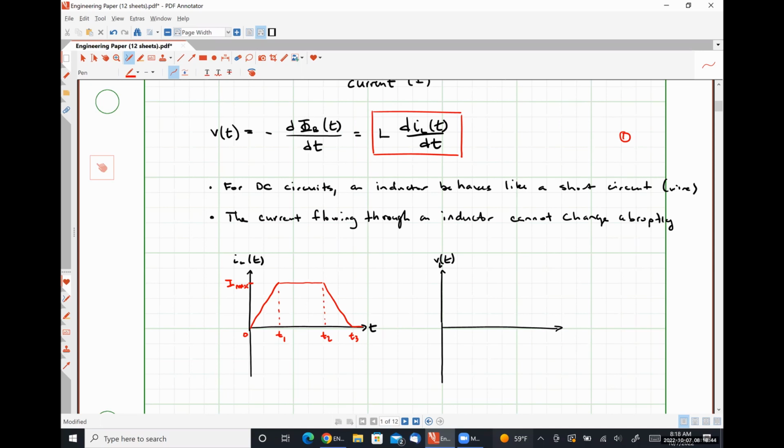So what we should expect to see from our equation is that since our slope is a constant value, we're just going to multiply that slope by L, and we get our voltage. So the voltage, let's say for the sake of argument, would be something like this. Until T1, here's T2, here's T3. We're going to talk about the other bits now.